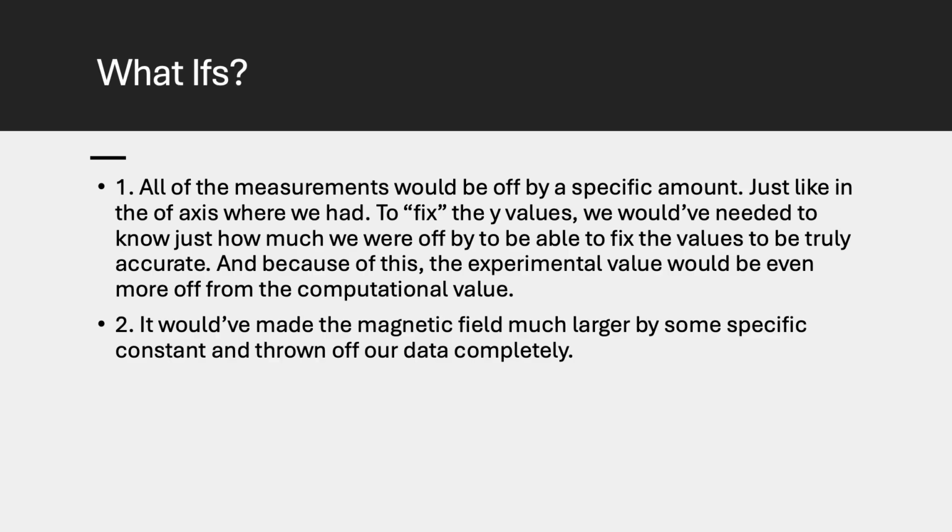So for what ifs, the first what if is asking, what if we didn't take into consideration Earth's magnetic field? What would happen? All of the measurements are going to be off by a specific amount, just like we did in the other part where we had to fix the y values in the off-axis section. We would have to fix the x values for them to be correct. Otherwise, it's going to throw our experimental value very off from the computational values, which they are just off a little bit anyways because of human error, and it could have been errors with the magnetometer and things like that. But this would make it even more off.